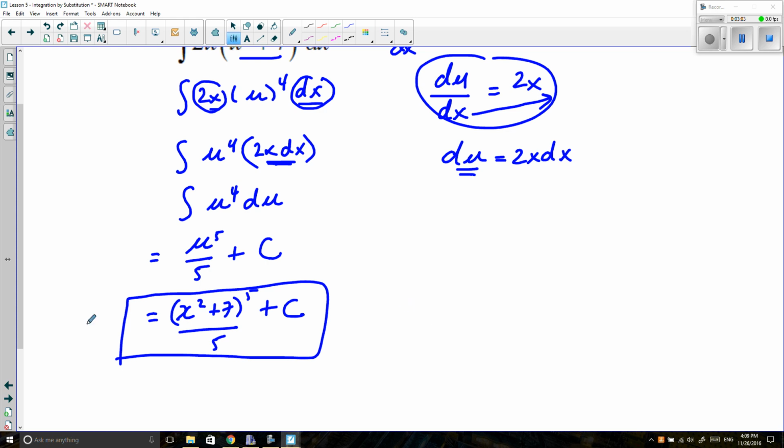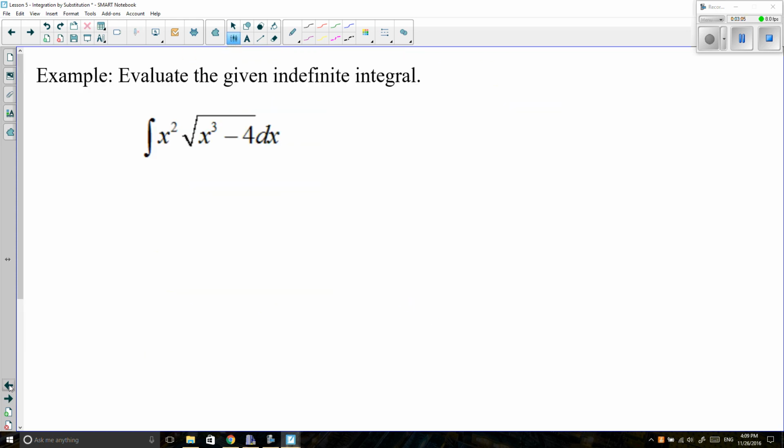Let's try another one just like it. This one here. First of all, don't let the square roots scare you. That is really just (x cubed minus 4) to the power of 1/2 dx. This is still a composite function, and outside of it, we get x squared. If I take the derivative of the inside function, x cubed minus 4, I get 3x squared.